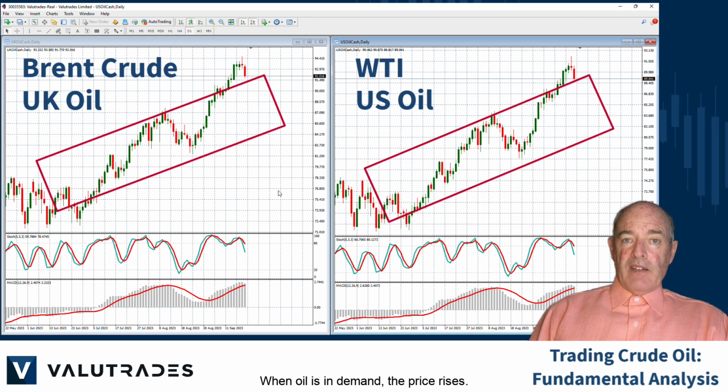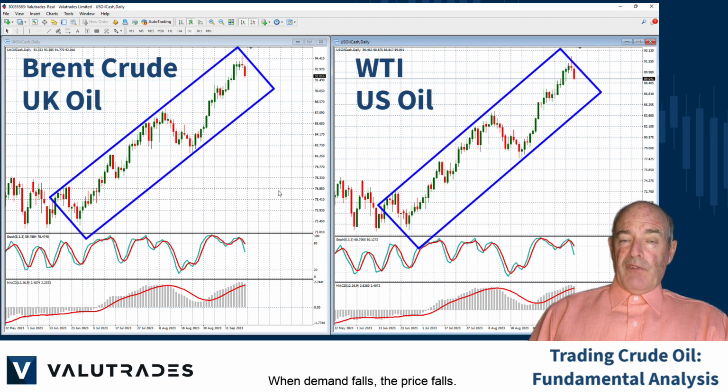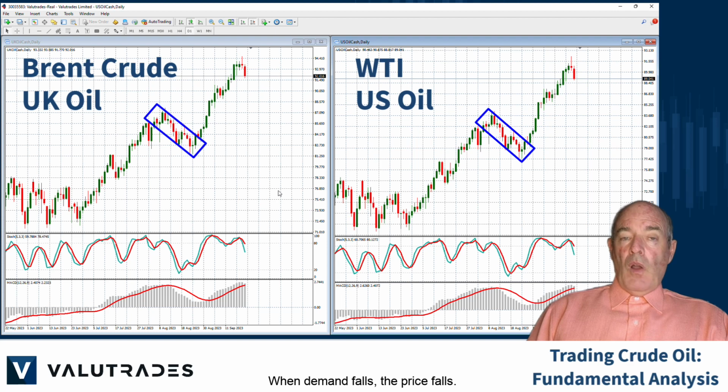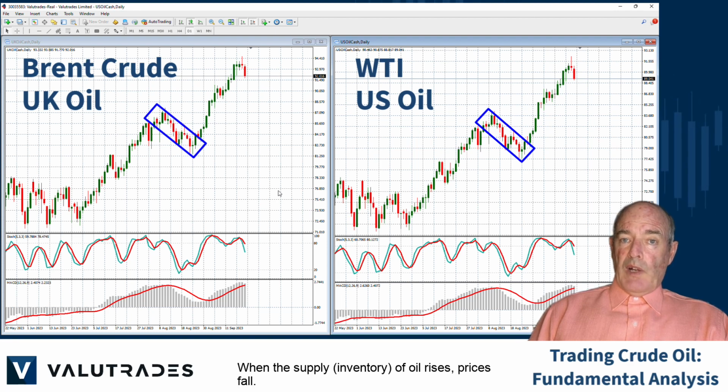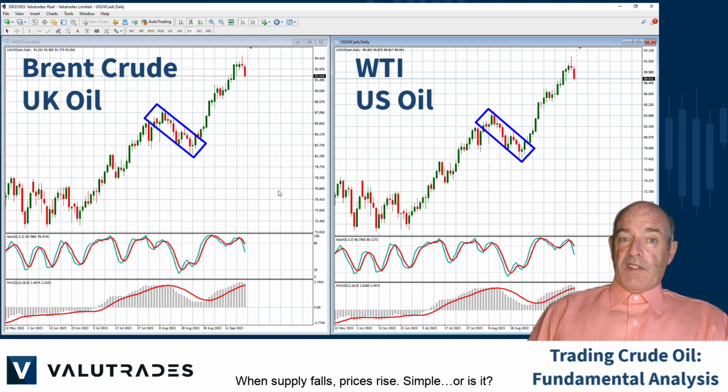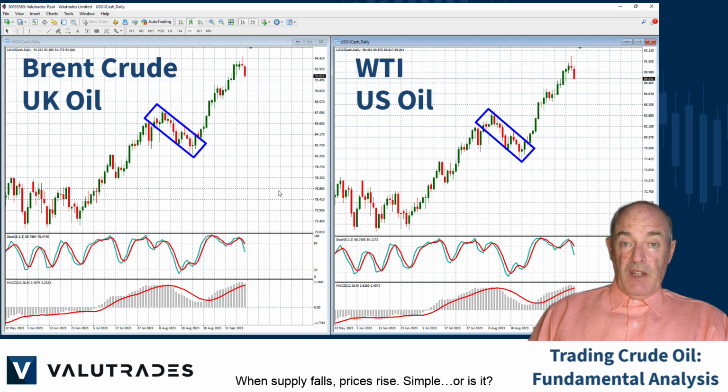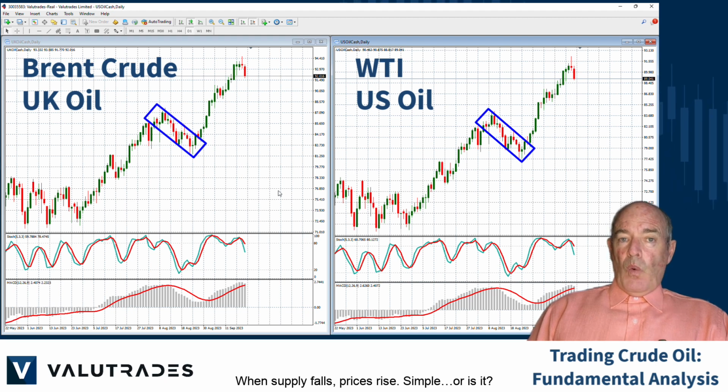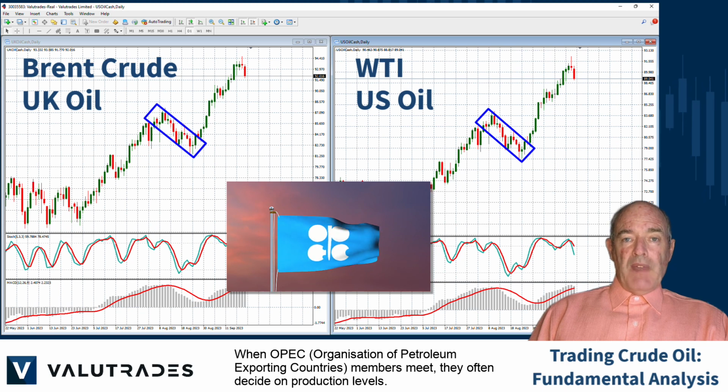When oil is in demand, the price rises. When demand falls, the price falls. When the supply or inventory of oil rises, prices fall. When supply falls, prices rise. Simple, or is it? When OPEC, the Organization of Petroleum Exporting Countries, members meet, they often decide on production levels.